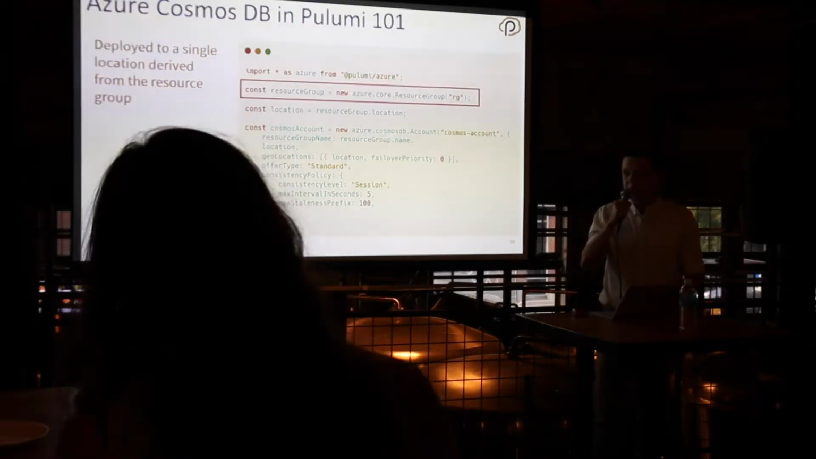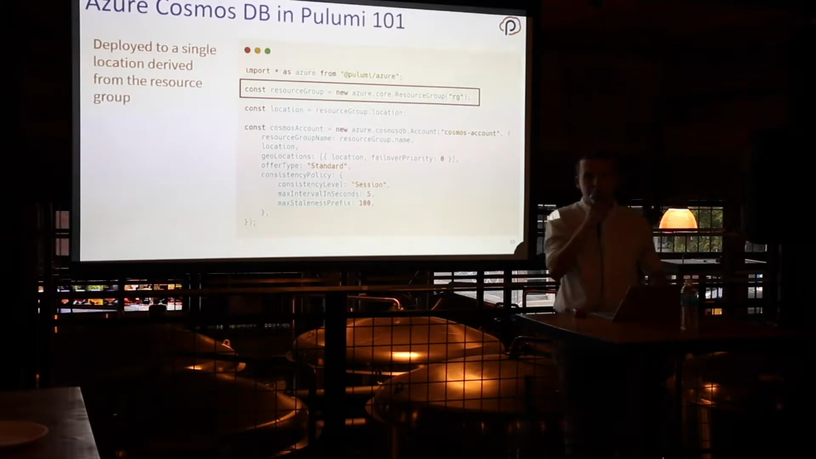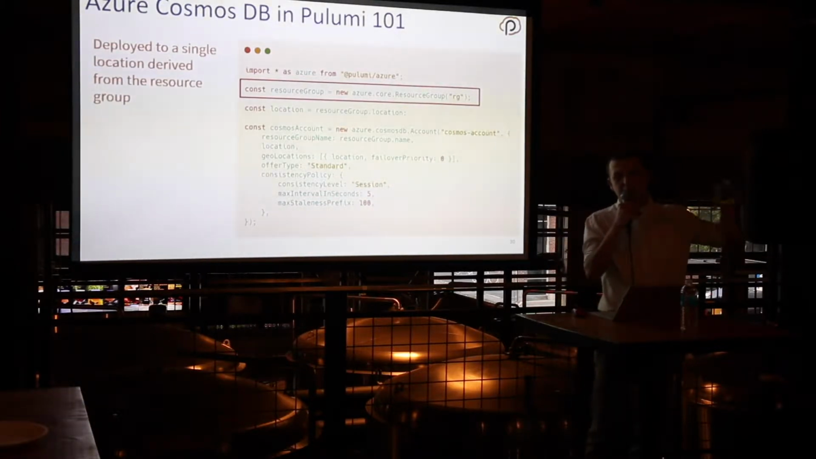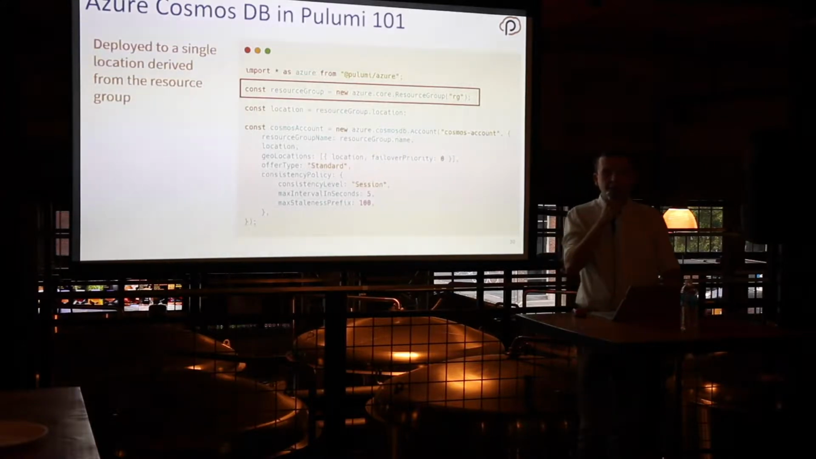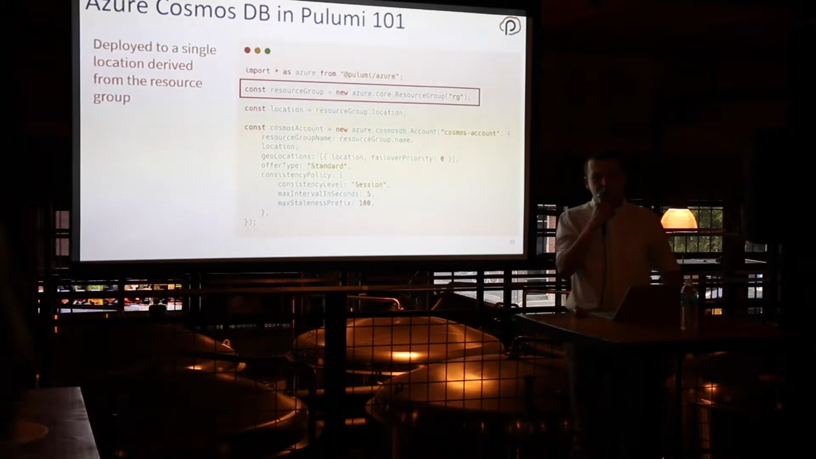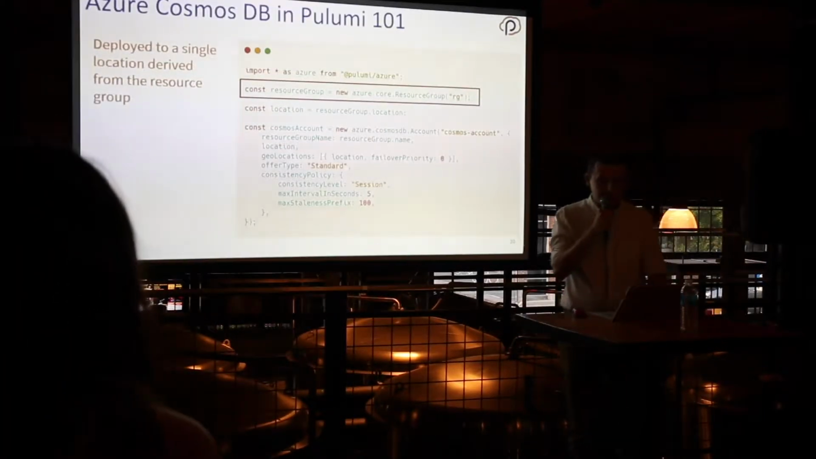I use Pulumi for this in TypeScript, so that's how my TypeScript program can look like. I start with a resource group, which just has a name. It's like a container for resources in Azure. And then the location of that resource group is going to be defined by the configuration of my stack, so I can configure it to deploy to different regions if I want to.